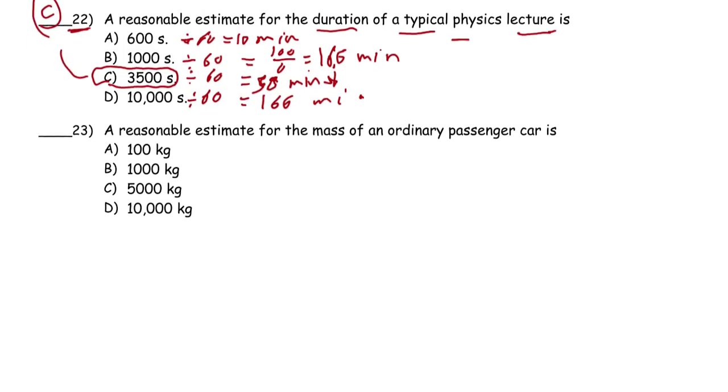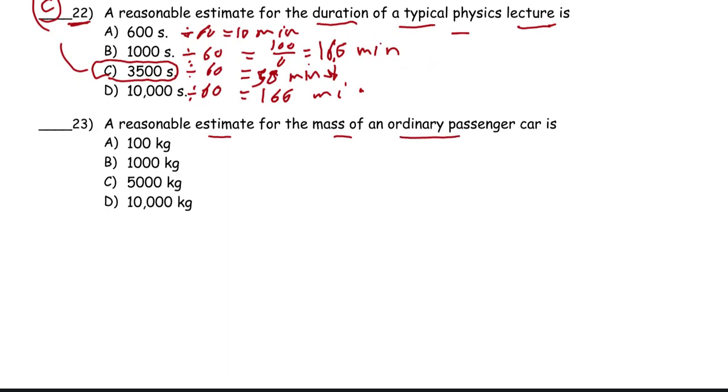A reasonable estimate for the mass of an ordinary passenger car. The car is about a ton, 1000 kilograms. So the answer is letter B.